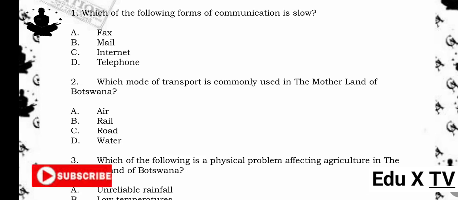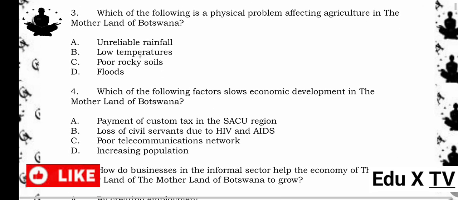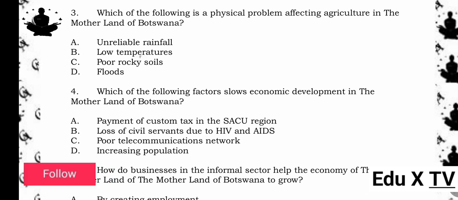2. Which mode of transport is commonly used in the motherland of Botswana? A. Air. B. Rail. C. Road. D. Water. The answer is C. Road. Reason being, road transport is the most widely used in Botswana for both goods and people due to its accessibility and network across the country.